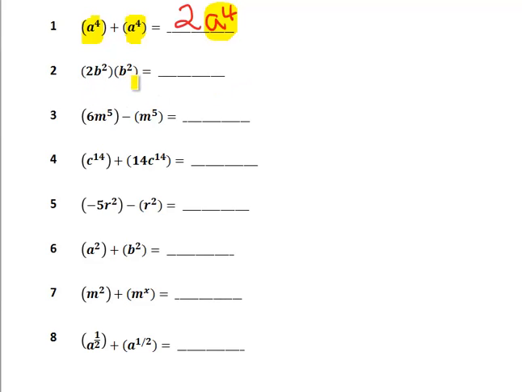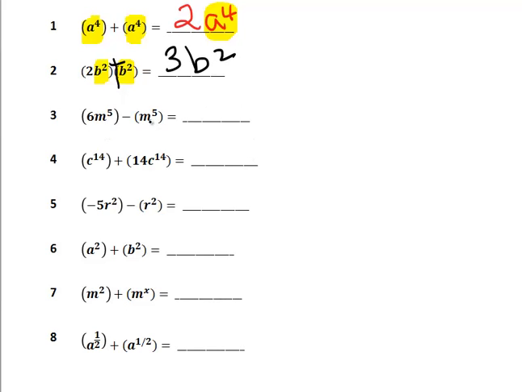Here's a little something to think about. Here's some multiplication going on. But what would happen if I added it? 2b squared plus b squared. Can I do that? Let's see. My chunk is b squared and there's another b squared. So I can add them. It's a legal move. And I have 2 there and 1 there, so it's just 3b squared.